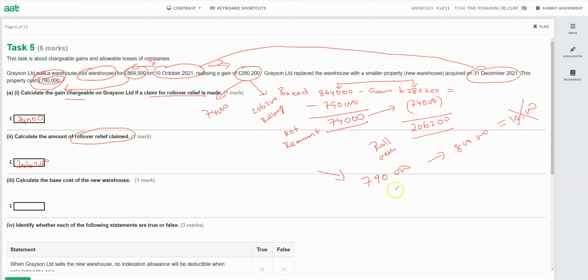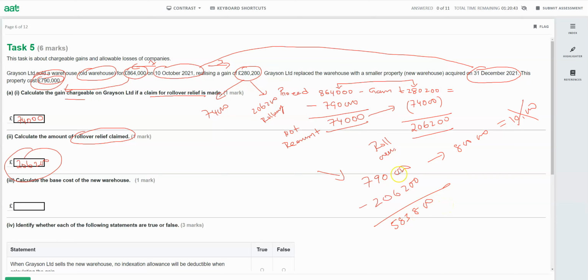So how much is the amount, the gain we have rolled over? We have rolled over 206,200. So if we subtract that from 790, 790,000 minus 206,200, that gives me 583,800.